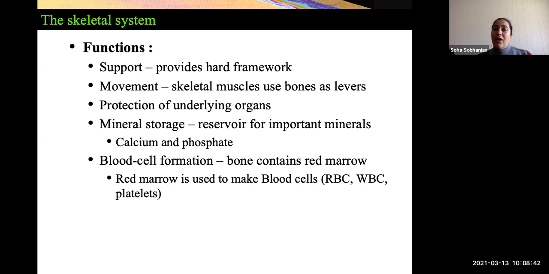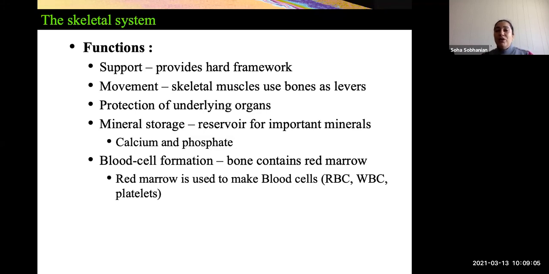Mineral storage. A lot of you are already familiar with the concept that if you want to have strong bones, you need to have a lot of calcium in your bones, right? Or you need to eat a lot of calcium, and people typically think about milk when they think about calcium, which is true. However, there are other sources of calcium in our diet that can be substituted instead of milk.